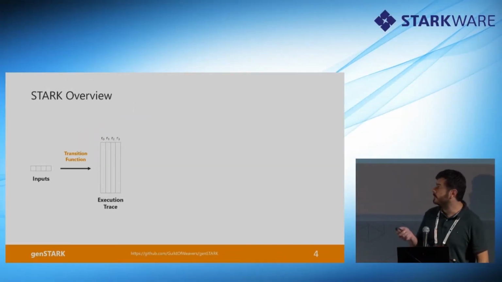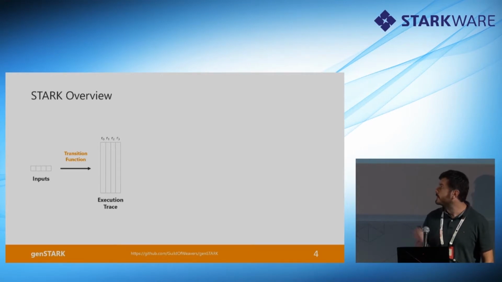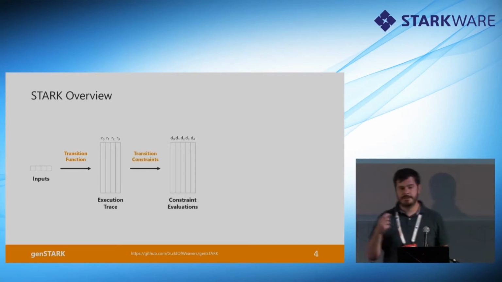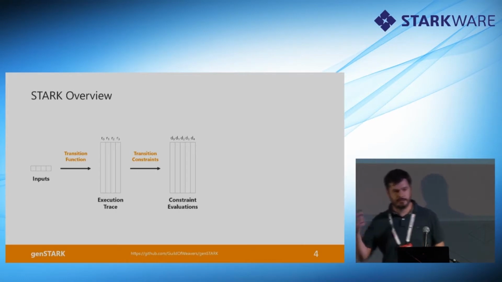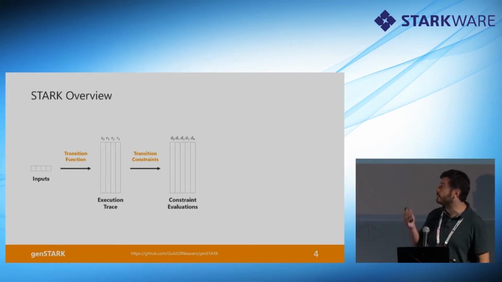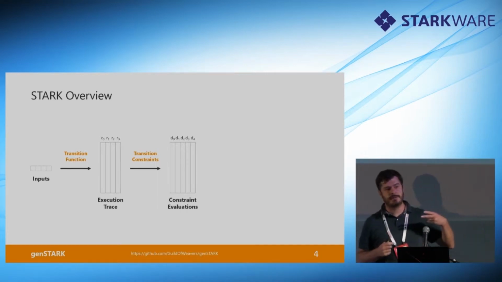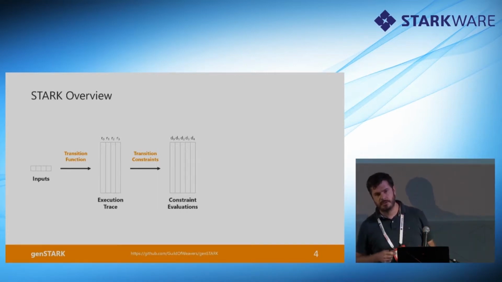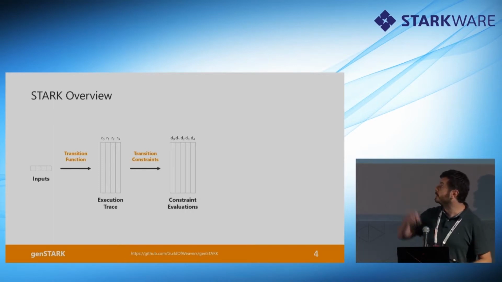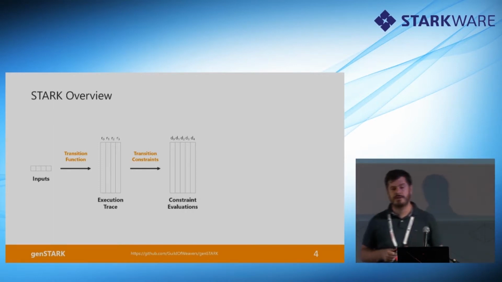So once you have the two-dimensional matrix, the execution trace, the next thing to do is to apply transition constraints to it, and you get another two-dimensional matrix. And basically the way you apply the constraints is that I just take 2 consecutive steps in the execution trace, and I apply constraints to them, and that generates a row in the constraint evaluation matrix.